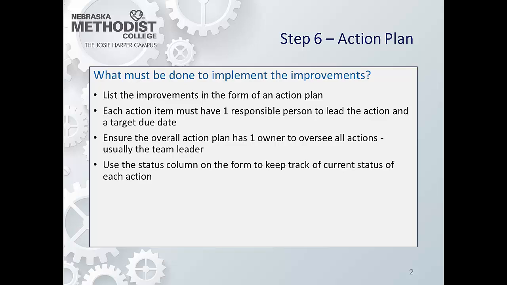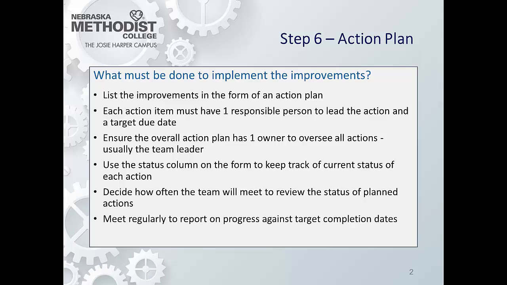As the A3 progresses, use the status column in the A3 form to keep track of the progress of each action. This helps continue to tell a story of the progress of the project and keep the team and related employees up to speed. As a team, decide on how often the team should meet to review the status of the action plan. From there, the team should meet per the defined schedule to report on progress against the target completion dates and to review updated data if available.